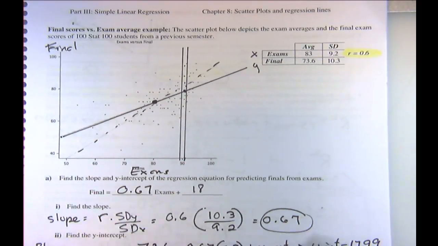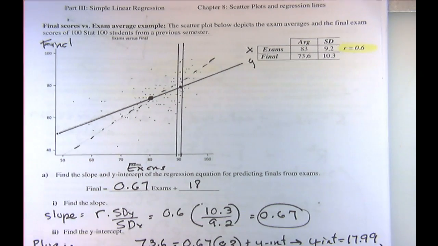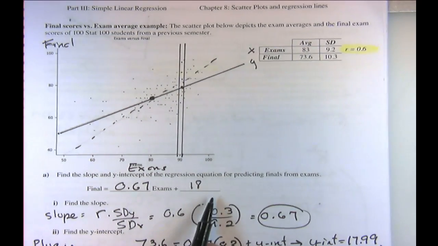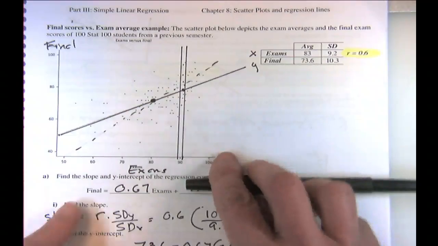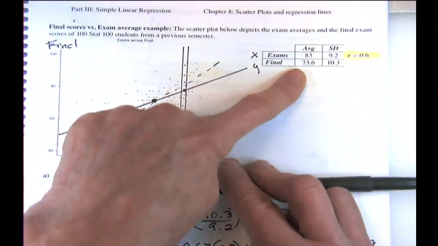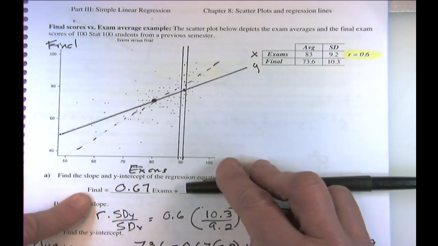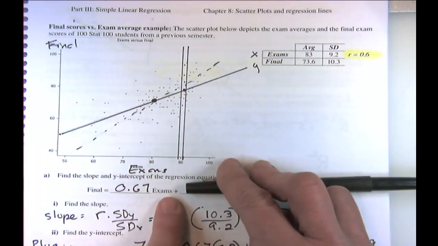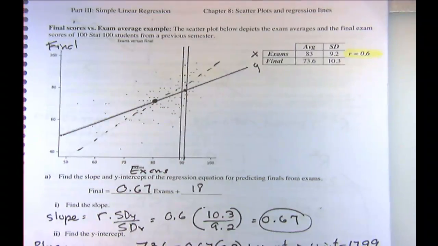So far, we've got this. And then to get the intercept, we said, okay, this equation's true of every point on the line. We didn't have this yet. So we know one point, the point of averages, 73.6 and 83, and that point is on the line. So then we just solved, and we got 18. That's what we did here.